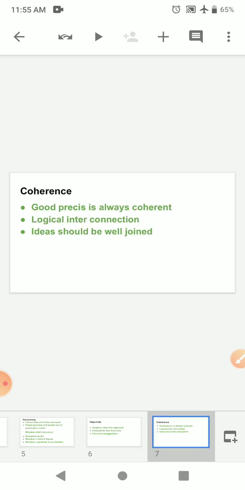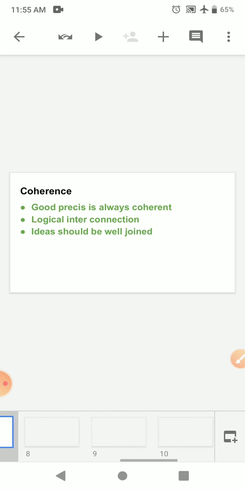Now, coming to the other quality, that's coherence. A good Precis is always coherent. There is a logical connection between the sentences, and ideas should be well joined. Coherence actually means the logical and clear interconnection of ideas in a written piece of work. The ideas presented in a Precis must have a logical connection and should all be interrelated.